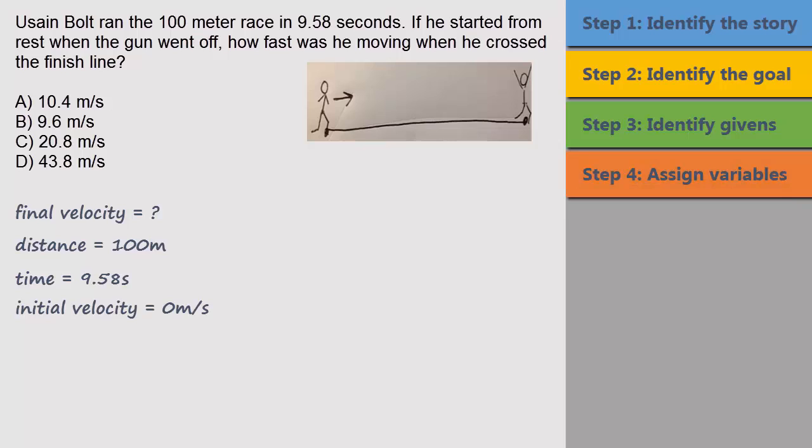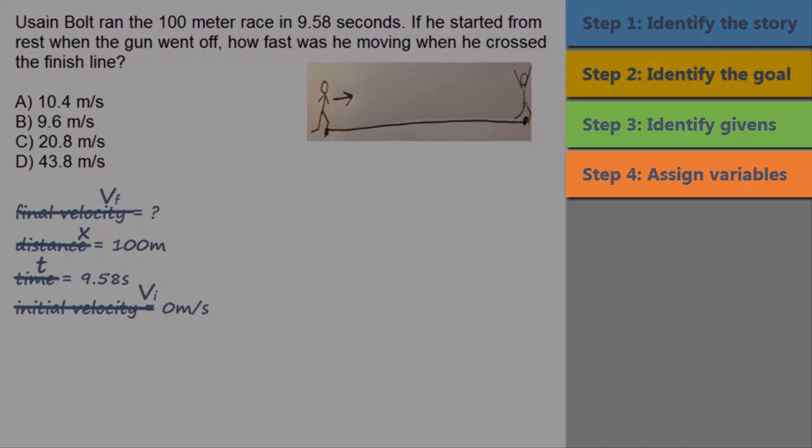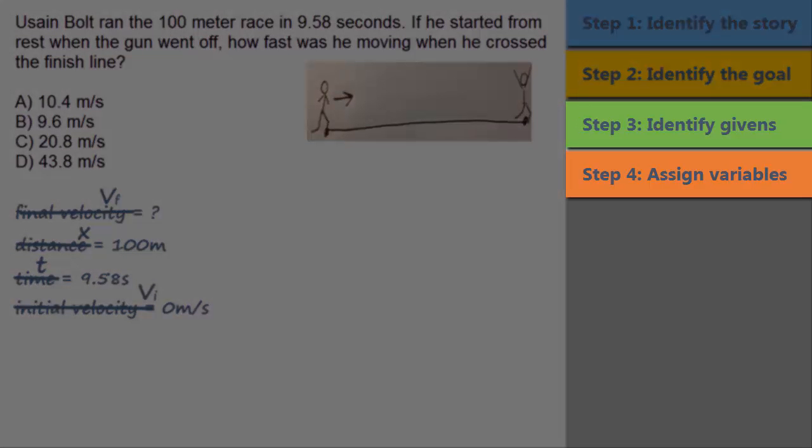Assign a variable to represent each of your givens. For example, instead of writing time, I'll just write t. Instead of initial velocity, I'll just write vi. As you become more fluent with a particular content, you'll be able to do steps 3 and 4 simultaneously and assign variables as you write down your givens.